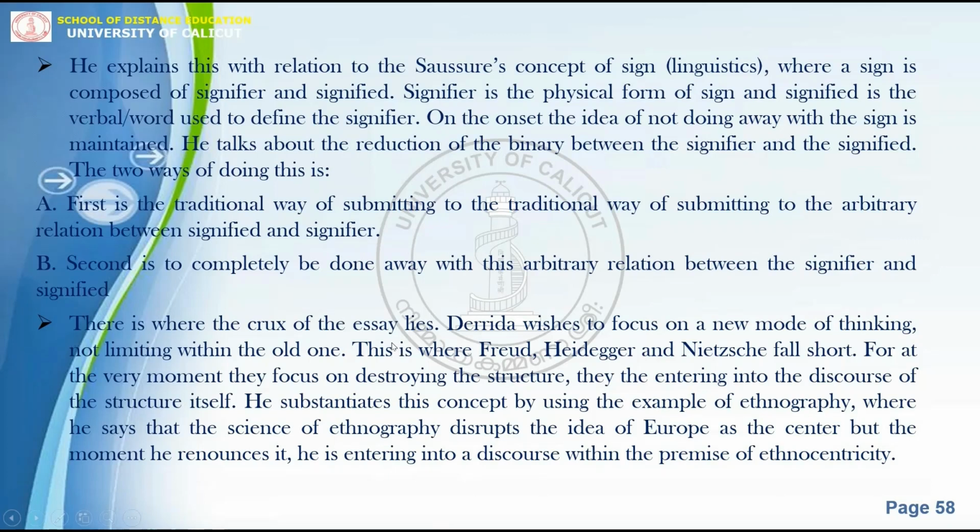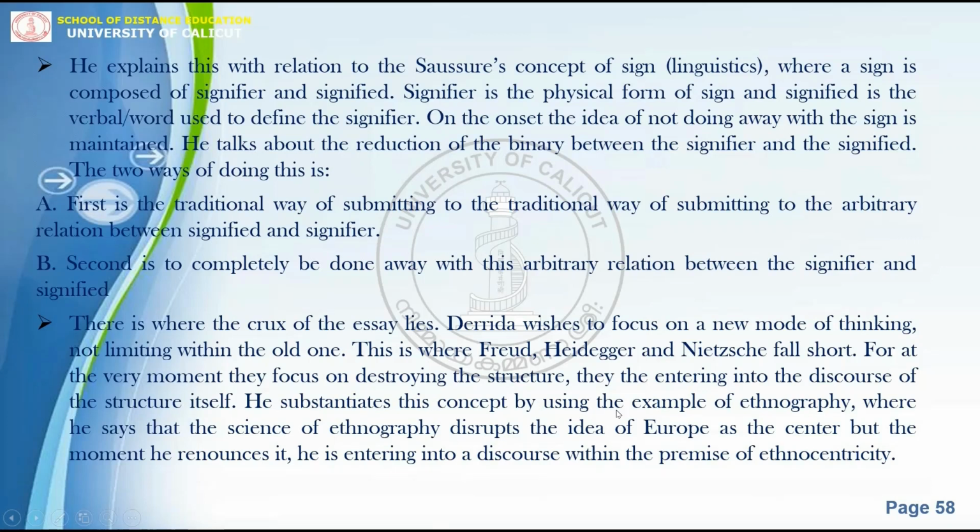That is where the crux of the essay lies. Derrida wishes to focus on a new mode of thinking. He is not trying to limit himself within the old one. Now this is where Freud, Heidegger and Nietzsche fall short. For at the very moment they focus on destroying the structure, they are entering into the discourse of the structure itself.